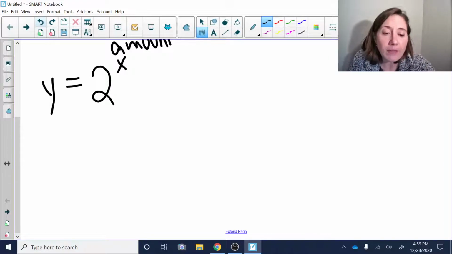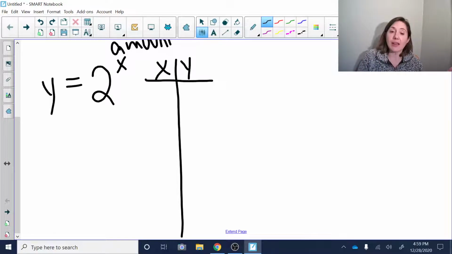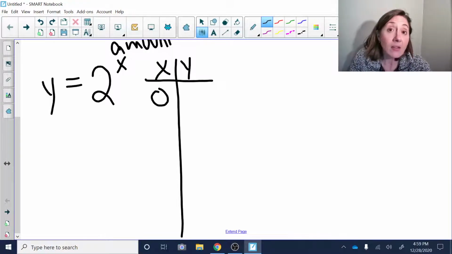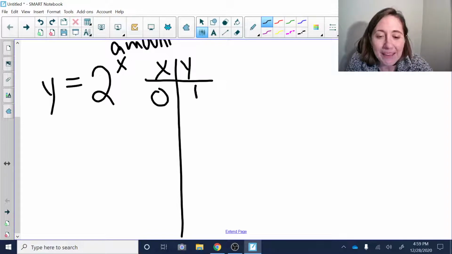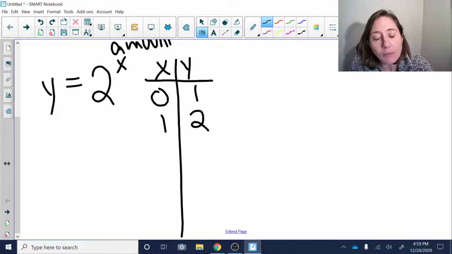So if you don't know what a graph is going to look like, your best strategy is to just start choosing numbers for x, filling them in, see what you get for y, and then plot those points and see what happens. So let's go 0. If I take that 0 and put it in for the x, what's 2 to the 0 power? Not 0, it's 1. Anything to the 0 power equals 1. What if I put a 1 in for the exponent? 2 to the first is 2.